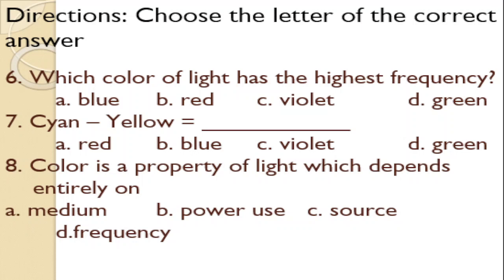Question number 8. Color is a property of light which depends entirely on A. Medium. B. Power use. C. Source. D. Frequency.